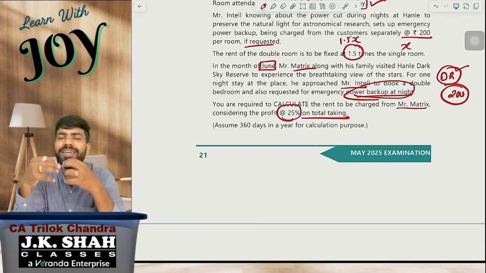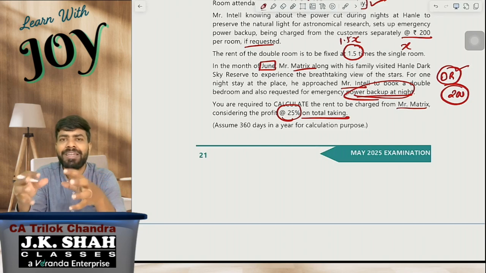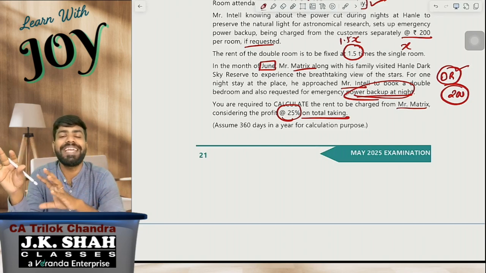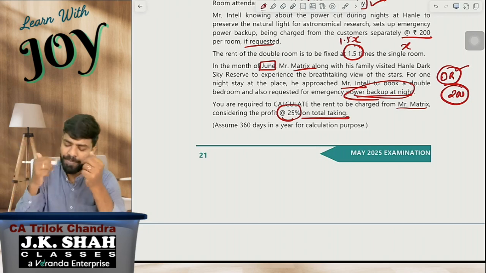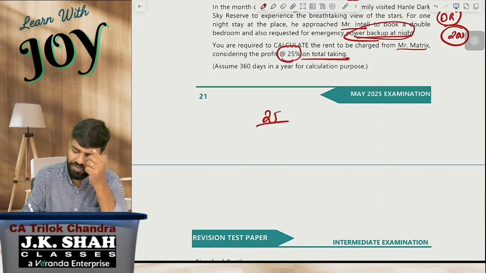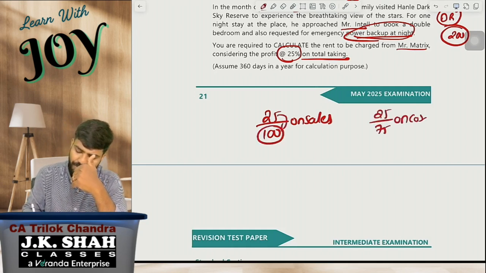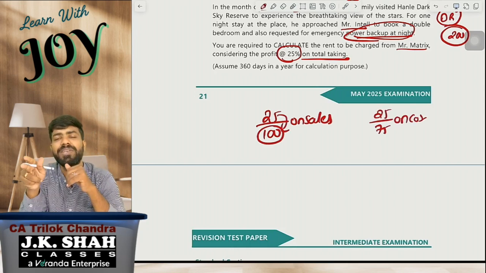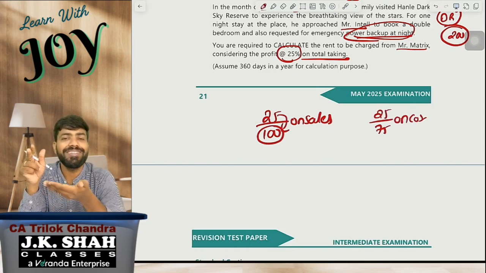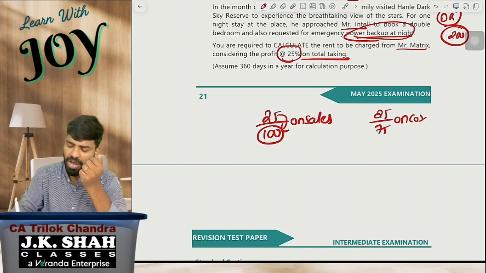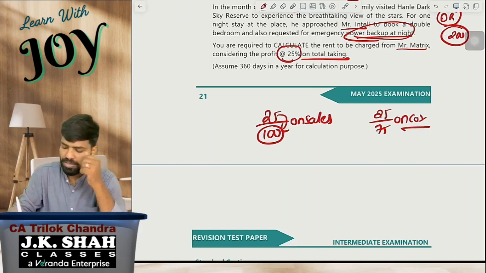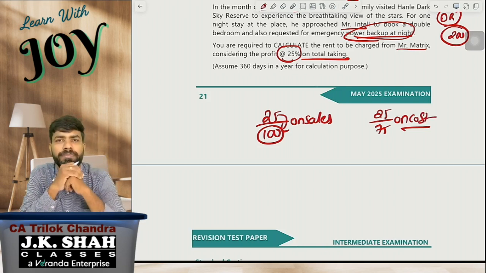One more point is here: the profit expectation of the management is 25% of the total takings. What do you mean by total takings? Sales. 25% on sales, that is 25 divided by 100 on sales. If you want on cost, we all know that it is 25 divided by 75 on cost. From the sales, reduce the profit. On sales means the denominator is sales. Sales minus profit 25, 75 is the cost. This is on cost. All of it clear?